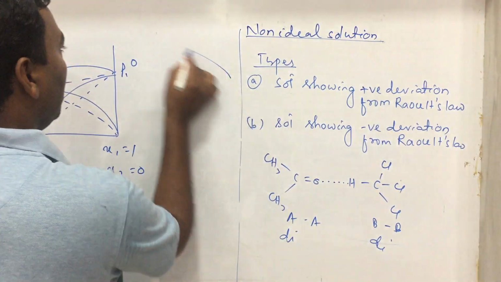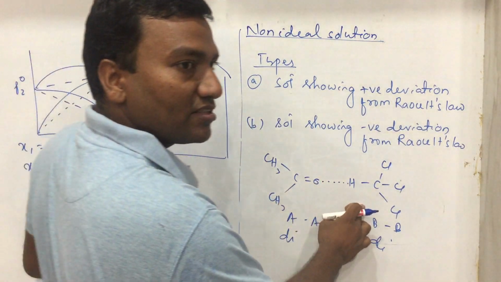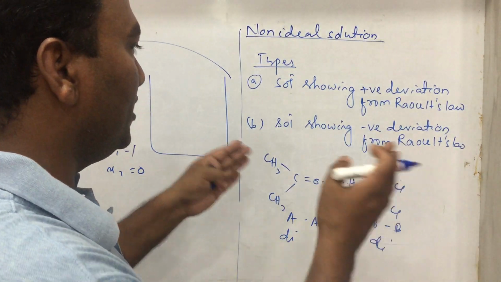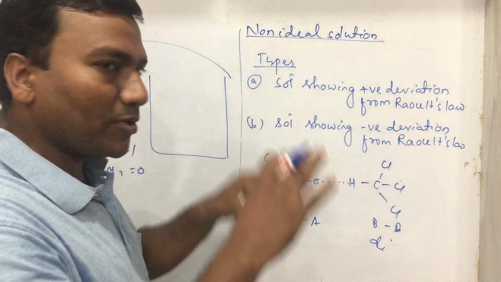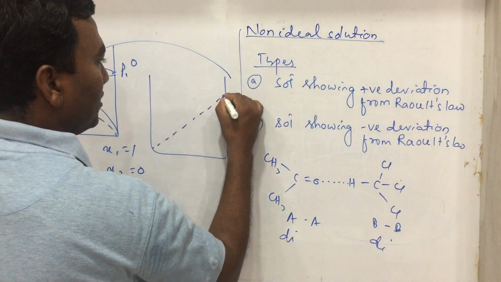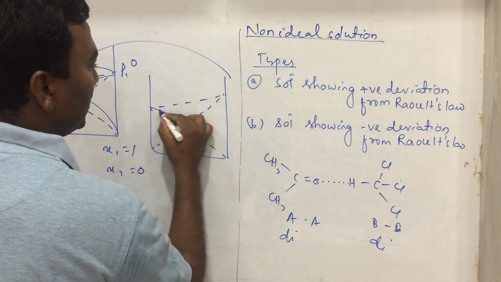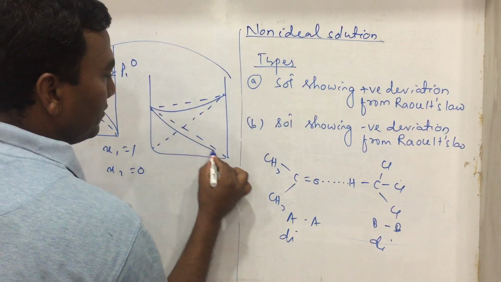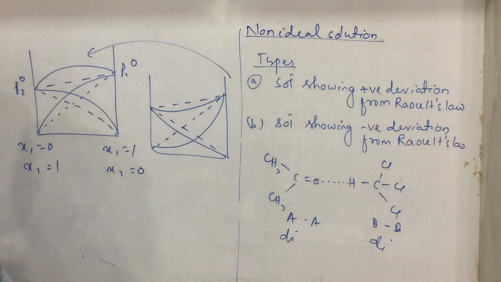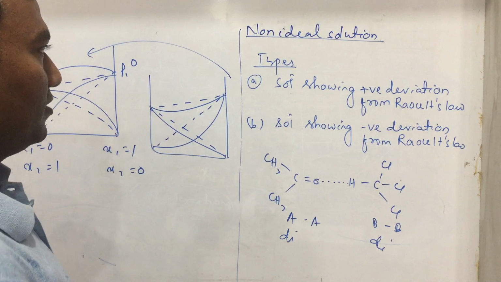But in a negative deviation, when new interactions are set up, fewer molecules are converted into vapor state. Thus vapor pressure decreases. So its graph will be like this: this is the original Raoult's law, and negative deviation means like this. All graphs decrease. Understood?